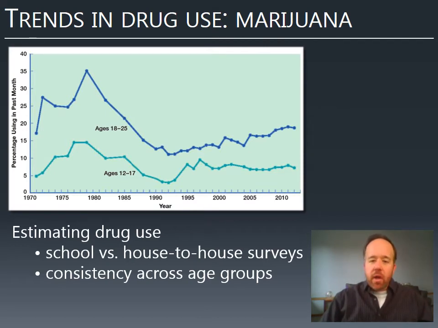And so looking over the last 40 years, we can see, first of all, that usage rates in ages 18 to 25 are higher than those aged 12 to 17. That's not surprising. But one thing we also see is that there's a consistency across the two age groups. So for both, we see a peak in marijuana use in the late 70s. And then that decreases fairly sharply across the 80s, into the early 90s, where it reaches a minimum. And then use starts to rise again. So right now we're at a higher frequency of usage for both age groups as compared to around 1990, but not as high as in the late 70s.